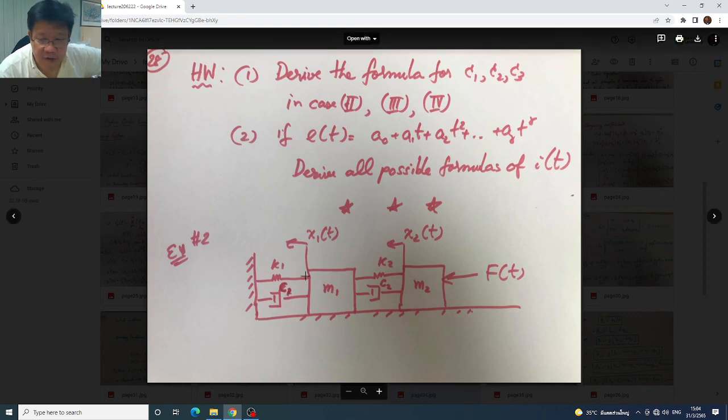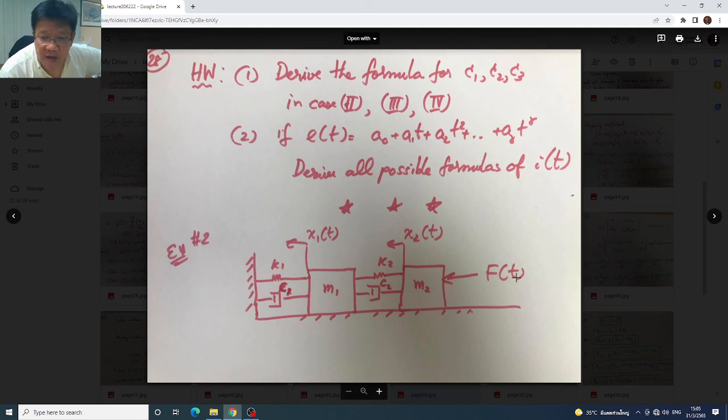all of these mechanical elements try to resist the force F of t, a function of t, the dynamic force, and that's going to cause the displacement of both masses. All of these mechanical elements try to resist this force, and it's the same as how we use Kirchhoff's voltage and current laws to analyze the electrical circuit. Here we can apply the concept of Newton's law.